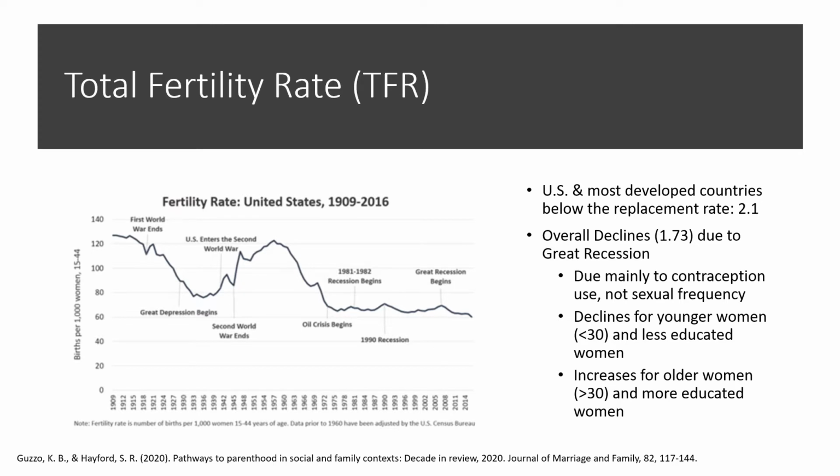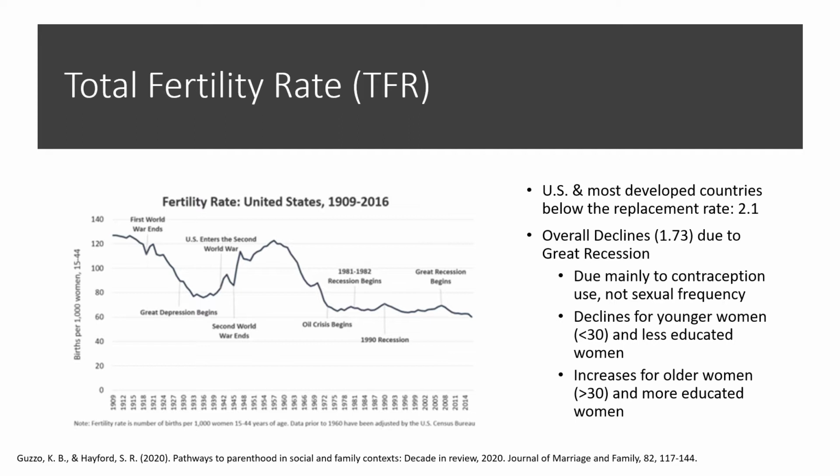So the total fertility rate is the number of births per 1,000 women ages 15 to 24. And the United States and most developed countries have been below the replacement rate of 2.1 for quite some time. So 2.1 is the replacement rate in order to maintain the same amount of our population. So more recently we fell to 1.73, which is our lowest since the 1970s, and this is partially attributed to the Great Recession.